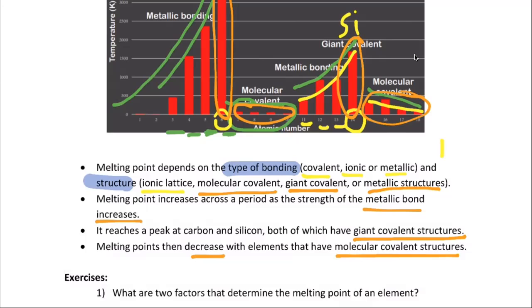So what's the difference between giant covalent and molecular covalent? Well, molecular covalent is like what we learned about last year. If I have water, it's just going to be H2O, one molecule, okay? Or if I have carbon dioxide, it's just one molecule. That's molecular covalent. They're sharing electrons, but they're individual molecules. So I have multiple water molecules or multiple carbon dioxide molecules or whatever covalent compound.